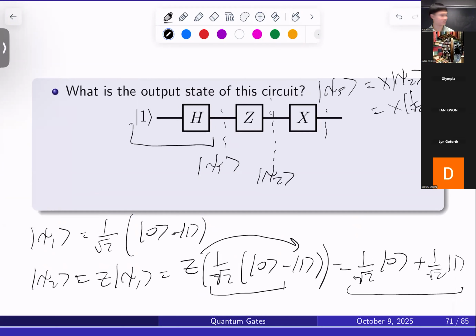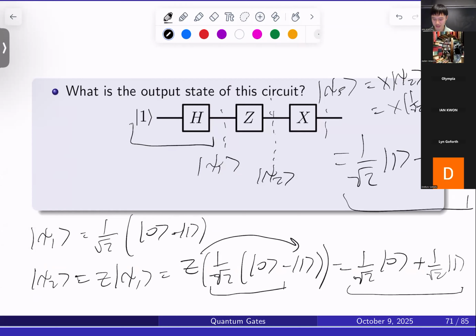Yeah, a lot of parentheses. I'll write bigger for the next one. So it's 1 over root 2, and then X acting on 0, what does that give us? Yeah, it gives a 1, it flips it. And then X acting on the 1, what does it do? Yeah, so we get this.